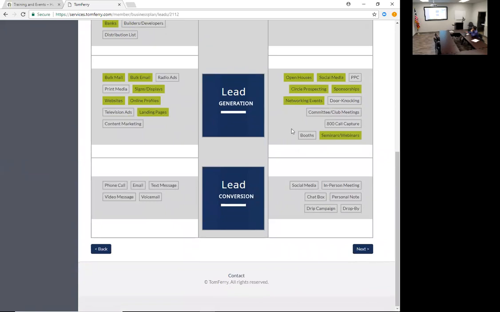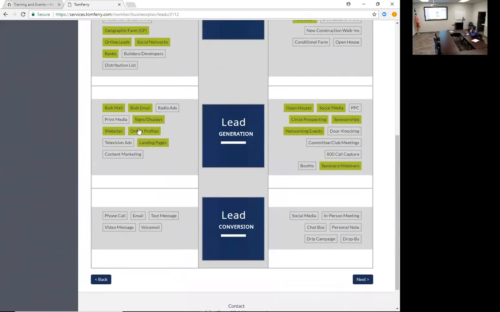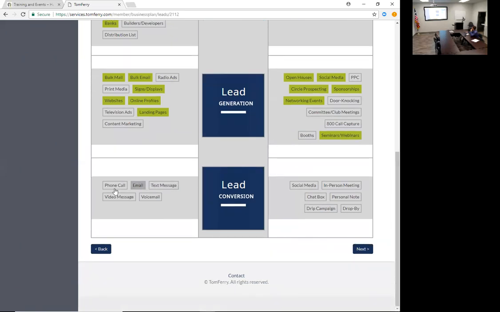What's that call capture? Call capture, where is it? On the right side? 800 call capture. So if you have 800 numbers on your sign riders, or you have like a park bench with a 1-800 number on it, that would be the idea.